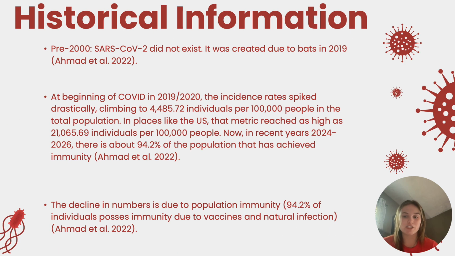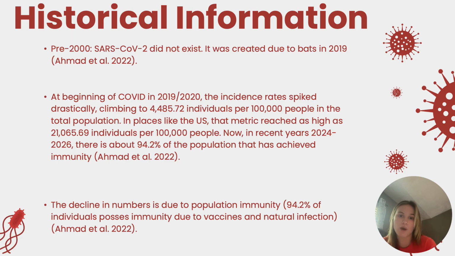Some historical information. Pre-2000s, SARS-CoV-2 did not exist. It was created due to bats in late 2019. At the beginning of COVID in late 2019 and 2020, the incident rate spiked drastically, climbing to 4,485.2 individuals per 100,000 people in the total population.